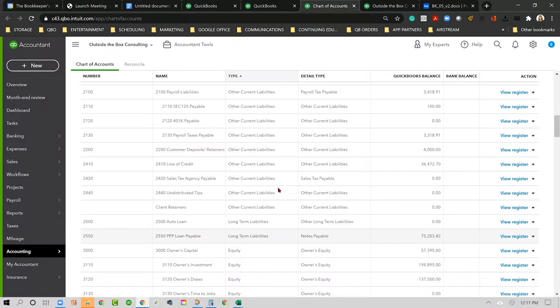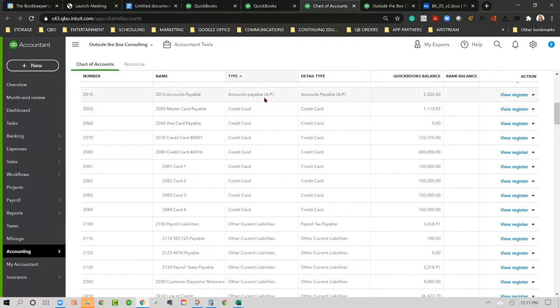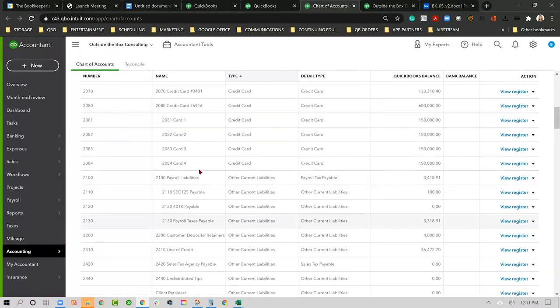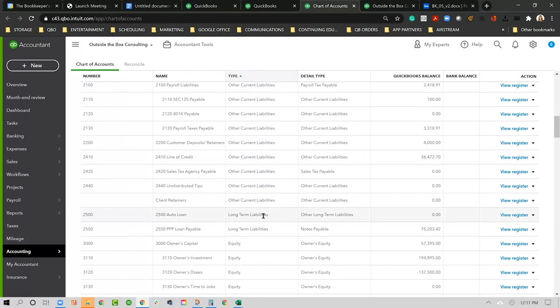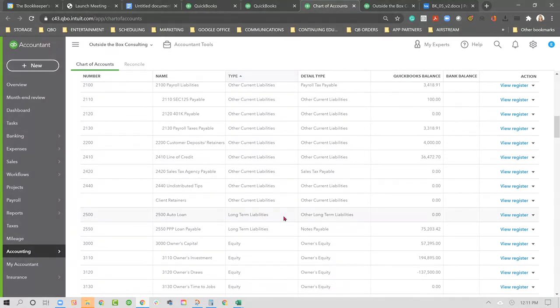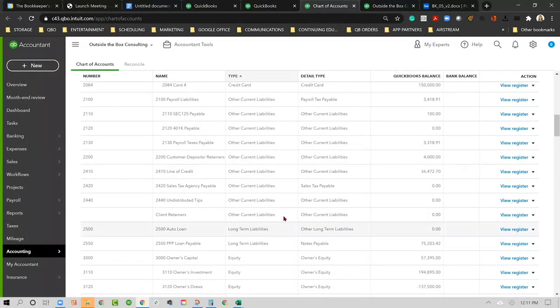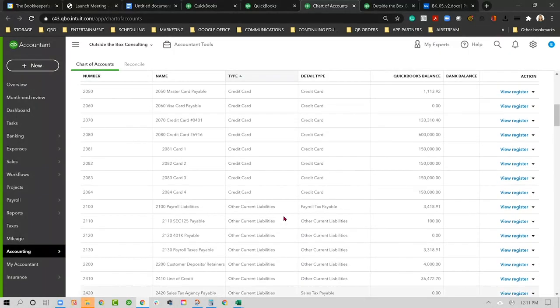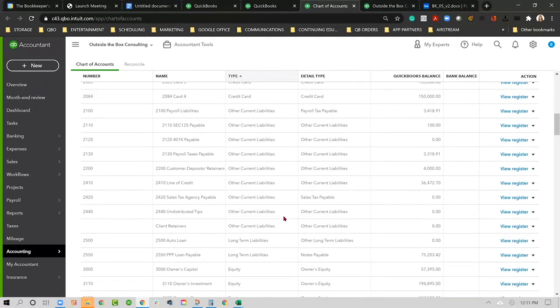So again, order of liquidity: credit cards and AP, you're going to pay off pretty quick. 401k and these other payroll liabilities, that's going to be paid probably every month. But then this loan for the car, probably going to be a few years, 6, 7 years on that. So what you're doing is you're taking your assets at the top and subtracting liabilities to get something called equity, which is the value of the business.